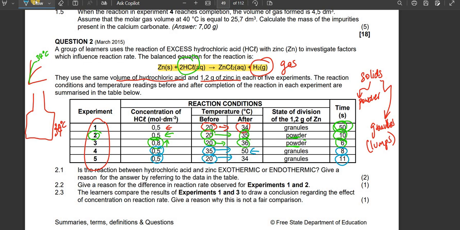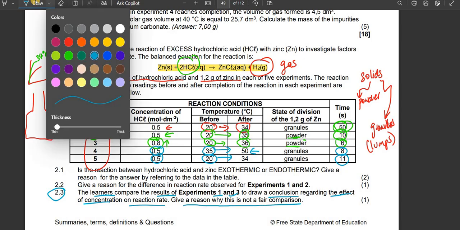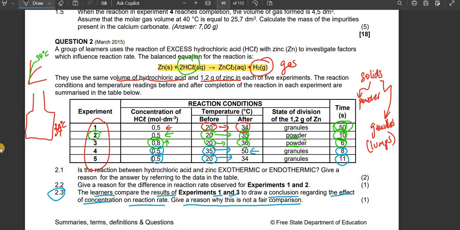Are we clear? Now, I want you to check 2.3. They say, the learners, they compared the results of experiment 1 and 3 to draw a conclusion regarding the effect of concentration on rate. Give a reason why this is not a fair comparison. Now, where is experiment 1? Here it is here. And then experiment 3 is here. Experiment 1, they used 0.5. Experiment 3, they used 0.8.